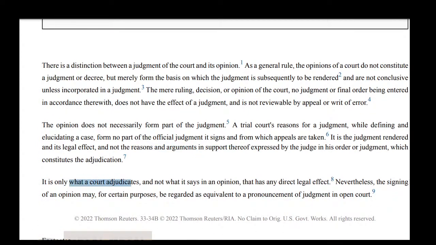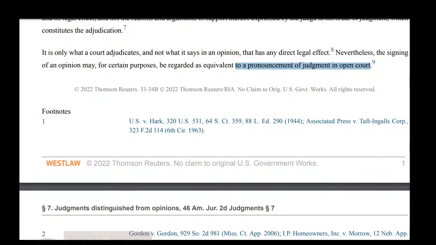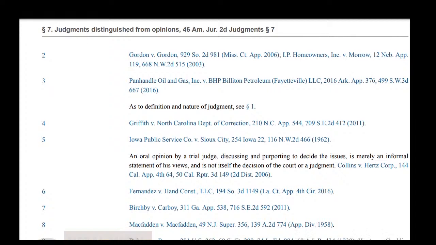It is only what a court adjudicates and not what it says in an opinion that has any direct legal effect. Nevertheless, the signing of an opinion may, for certain purposes, be regarded as equivalent to a pronouncement of judgment in open court. All right, so we have a little bit of nuance here in the definition and nature of judgment. And an oral opinion by a trial judge discussing and purporting to decide the issues is merely an informal statement of his views, and not itself the decision of the court or a judgment.